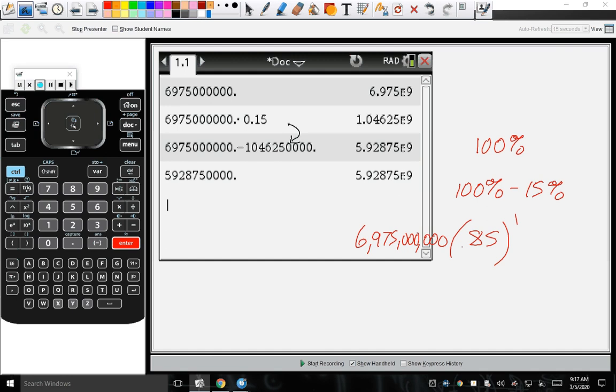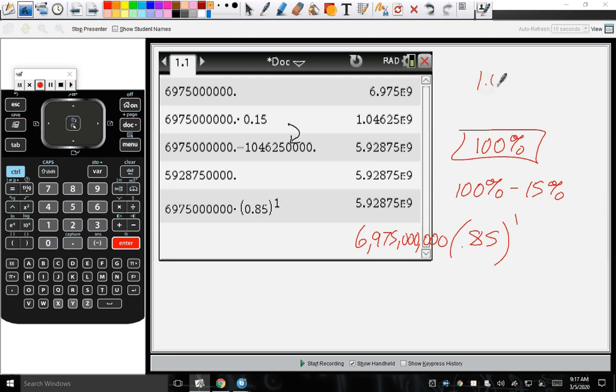Okay? I'm going to go over here to 6,975,123,123 times 0.85 raised to the power of 1. I get the same exact number. This is much more efficient, and the way you're tested, it's easier to get these answers if you're thinking about it from 100%, aka 1.00, is your B value that doesn't change. No growth, no decay. If it's above 1, it grows. If it's less than 1, it's decaying. Nothing to do with the negatives whatsoever. Okay?